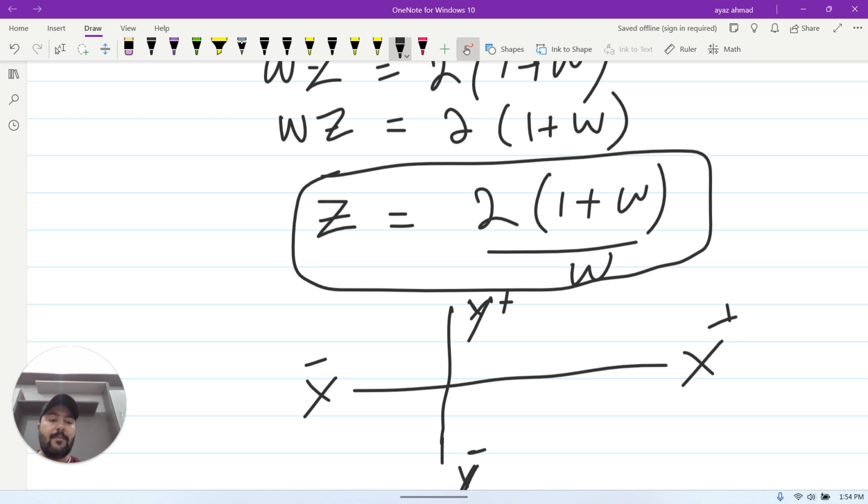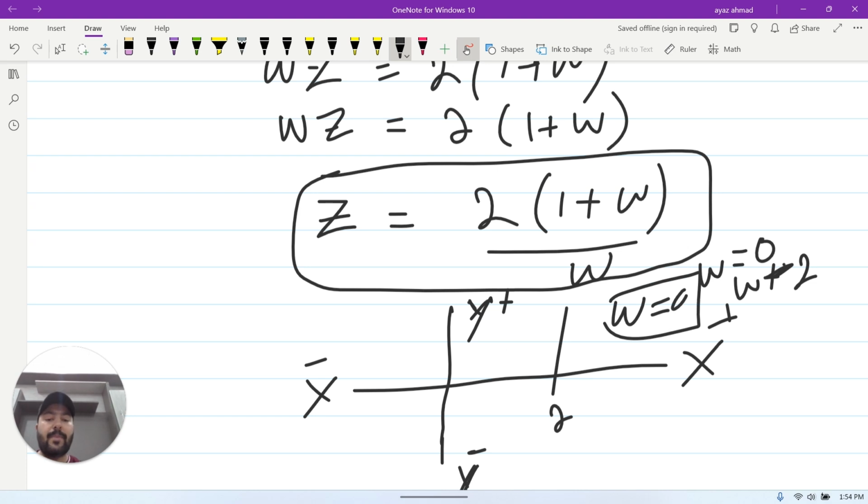So here the vertical asymptote would be w is equal to 0. So there is no other term. For example, instead of w, it would be w minus 2, so the vertical asymptote should be on 2. But in our case, this is just w. Okay, so w is equal to 0. Let's see, this is the origin, this is 0. So the vertical asymptote would be here, okay. It would be here, the vertical asymptote.